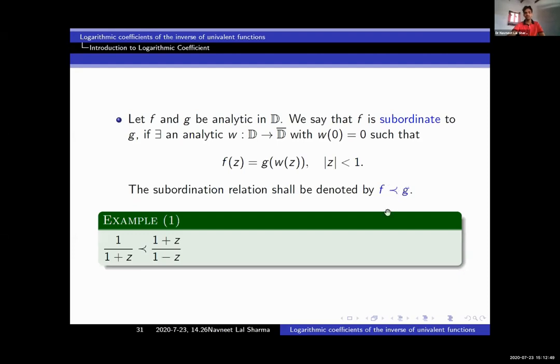For example, we can take 1/(1+z) is subordinate to (1+z)/(1-z). That means if you take the image of this under the unit disk, the real part of (1+z)/(1-z) is greater than 0, and the image of the other function under the unit disk is the real part of this quantity greater than half. And at the origin, both have the same value.